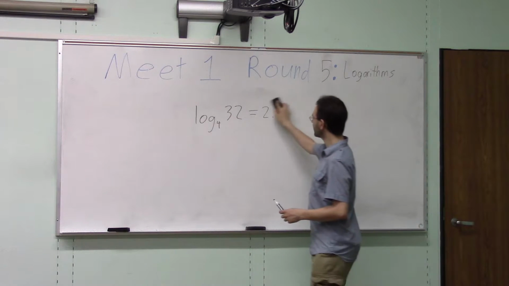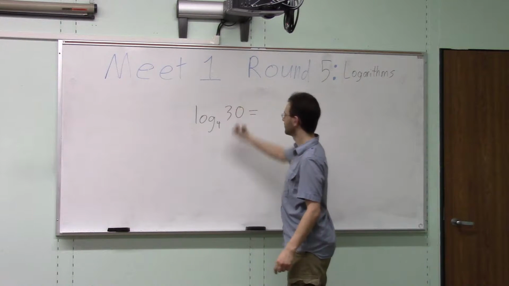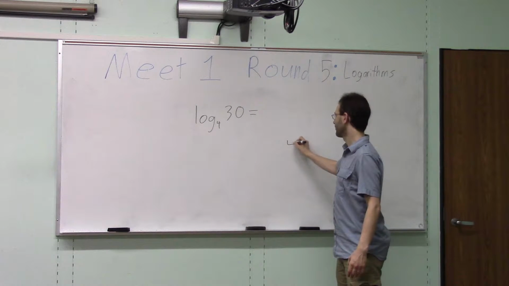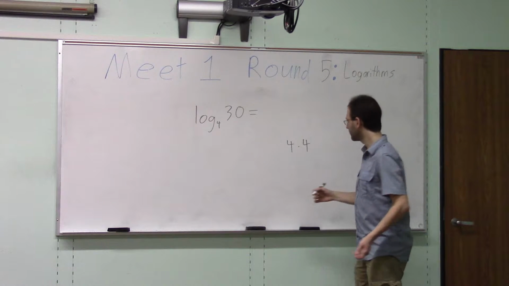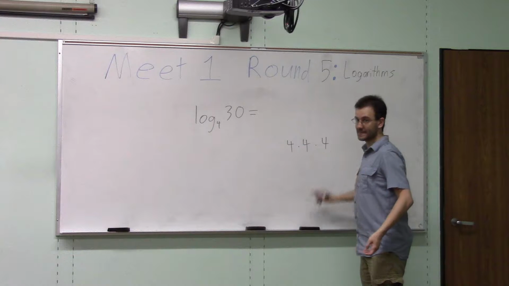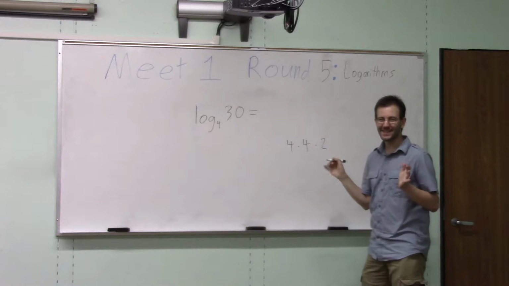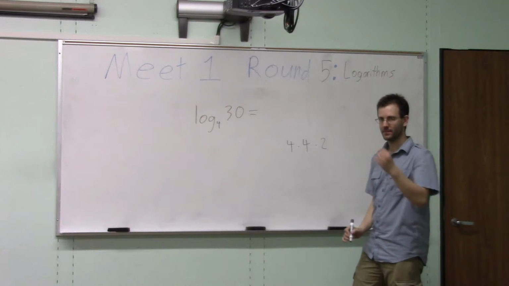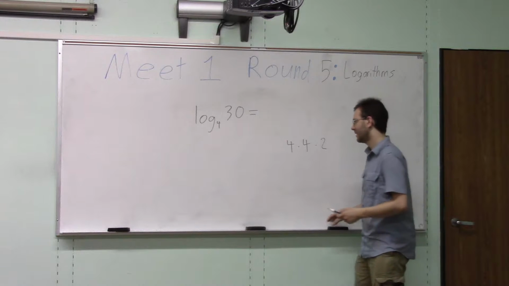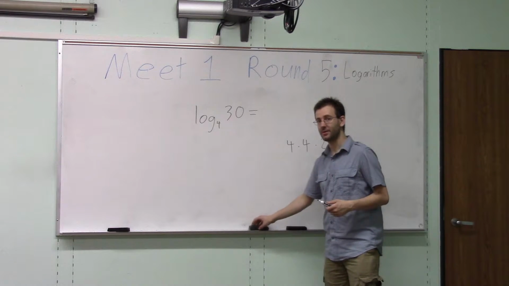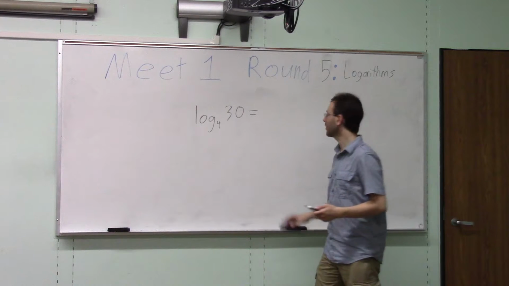How about in an uglier number? How about log base 4 of 30? Well, we're not there yet, it's more than 1. We're not there yet, it's more than 2. It's less than 3. It's a little bit less than 3.5. It's some decimal, 2.4 something something something. I don't know exactly, and you don't have to. But the point is to understand how logarithms work.